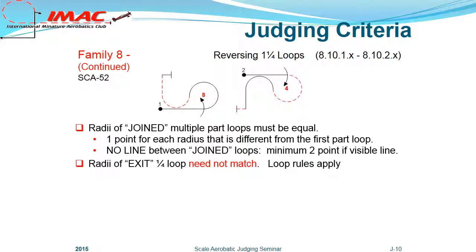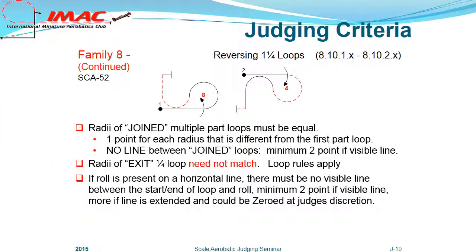For the 1/4 exit loop, the radius need not match that of the joined loops. However, all the standard looping rules apply. As shown on Figures 1 and 2, rolling elements can be placed on the horizontal entry line, and if present, there can be no visible line drawn between the roll and the loop. A minimum of 2 points is deducted for a visible line and could be zeroed at the judge's discretion.